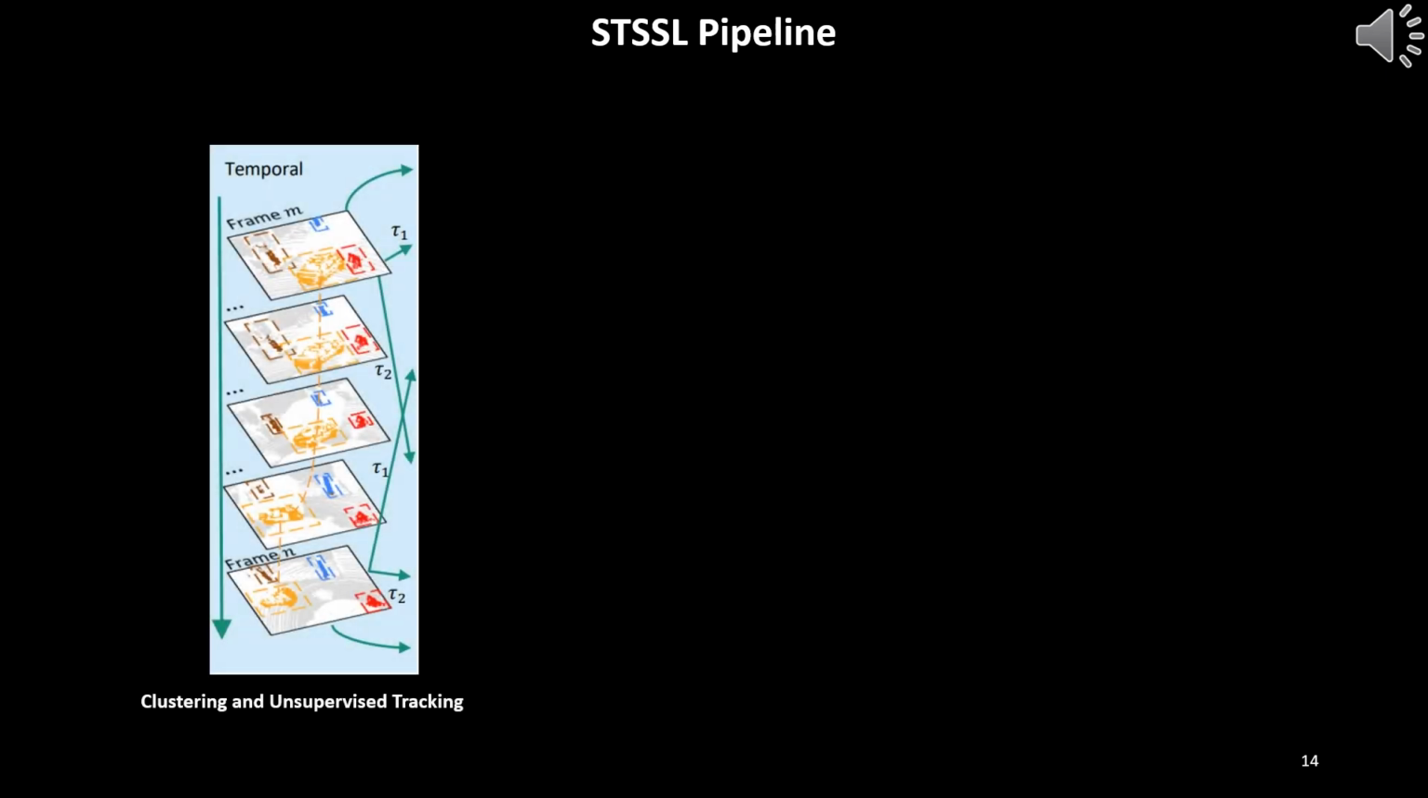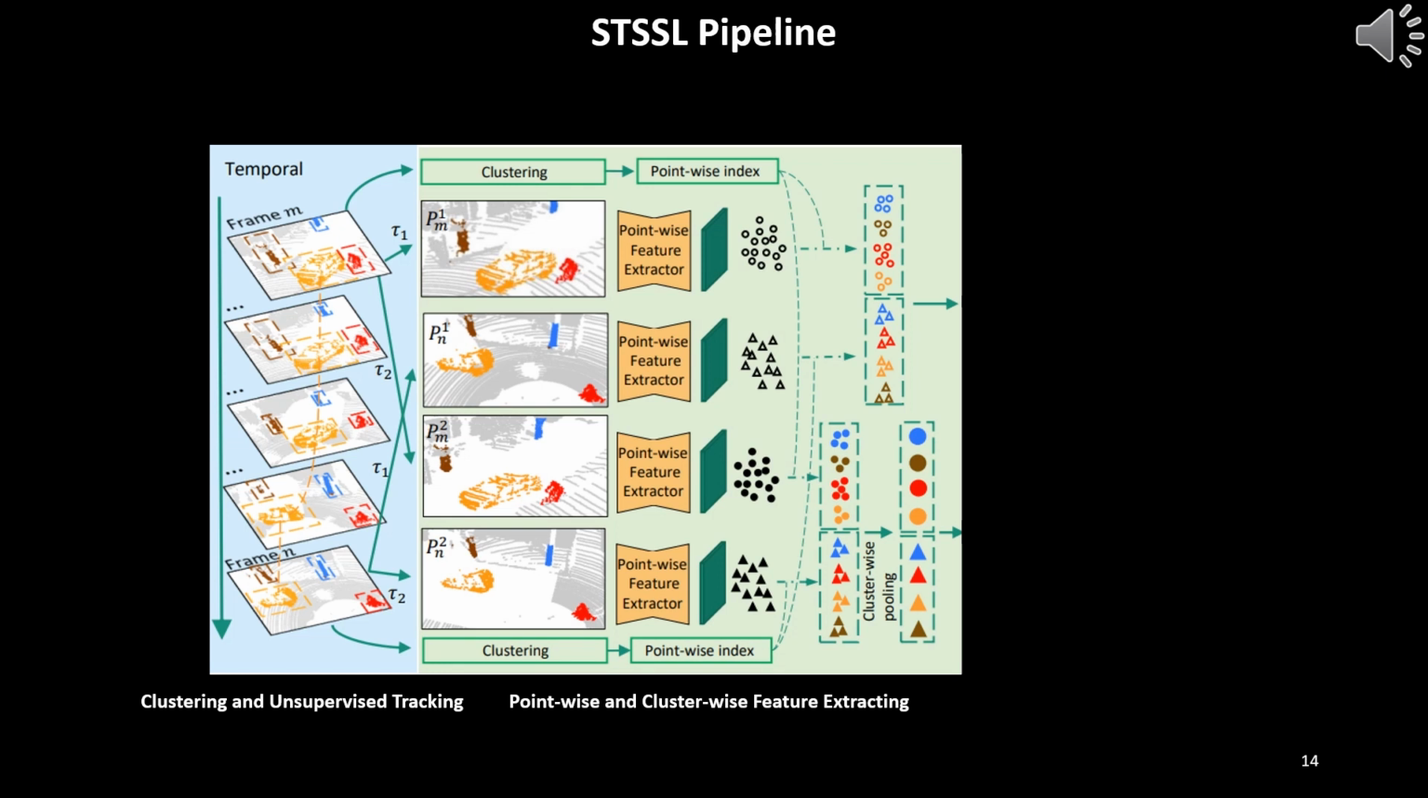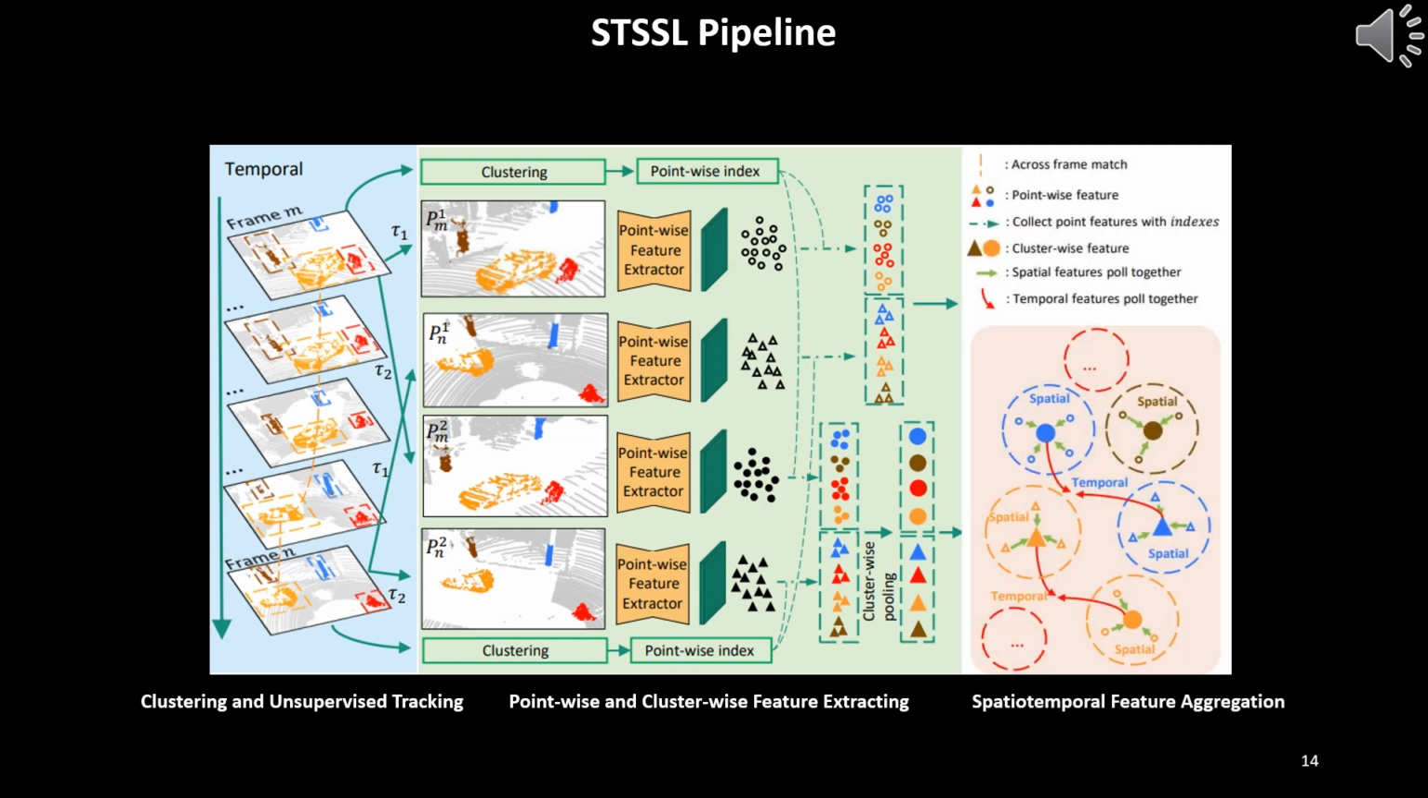Here is the pipeline of our STSSL. Given a sequence of LiDAR point clouds, we first perform clustering and unsupervised tracking to associate clusters in different frames. At each training iteration, we select two frames M and N. The interval between M and N is gradually increased to benefit from different time intervals. Then we apply augmentations to generate two views for each frame, and extract features for each point and pool point features to obtain cluster features. Then, we minimize the distance between the point features and the corresponding cluster features from a single frame, and the distance between the cluster features obtained from associated clusters in multiple frames.